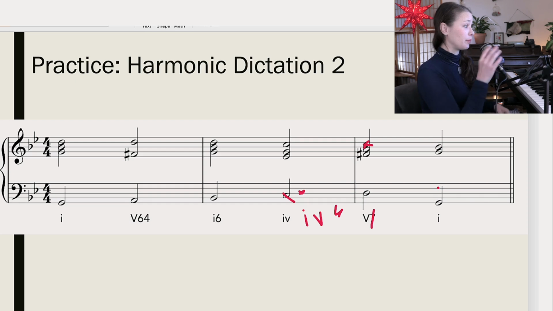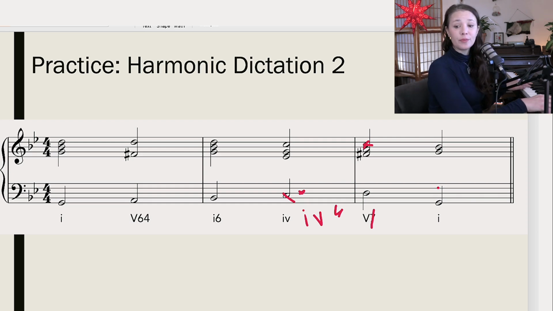So with that answer, let me play for you what we had. 4, 6, 5, 1, and then I actually added in the little bass tenor note there.